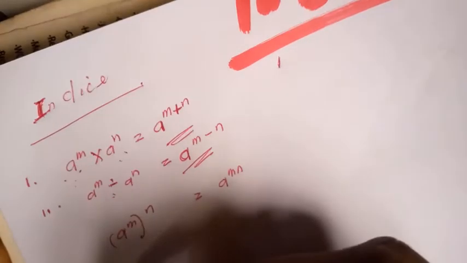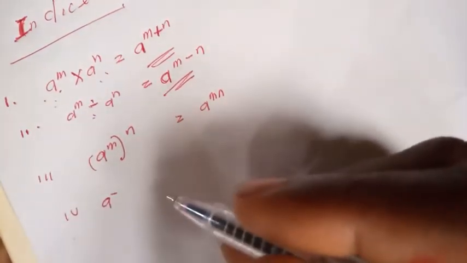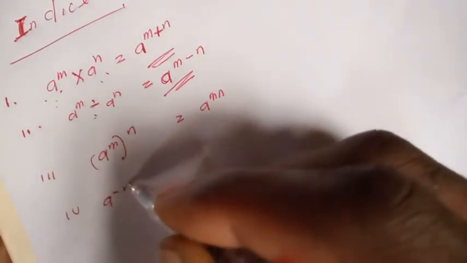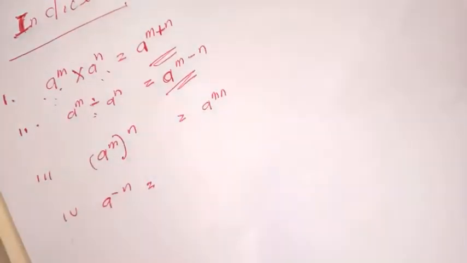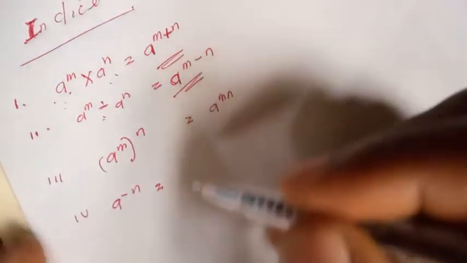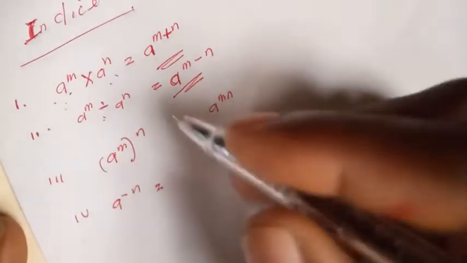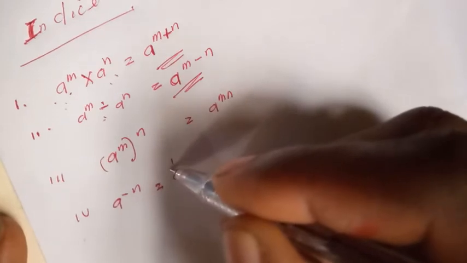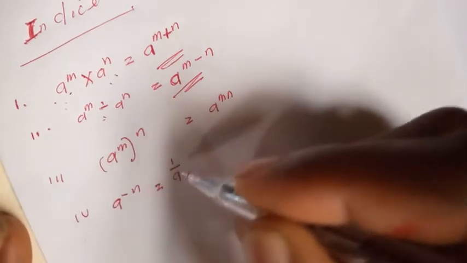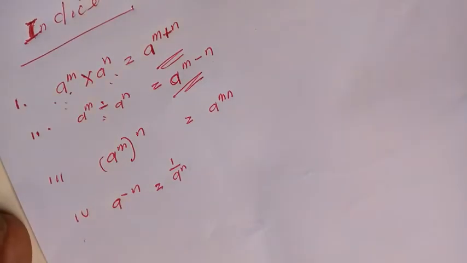And now what if we are having a to the power minus n? So what will be our answer in such a situation? It's very simple. This a to the power minus n will give us 1 over a to the power n. Are you getting it now? 1 over a power of what? n.